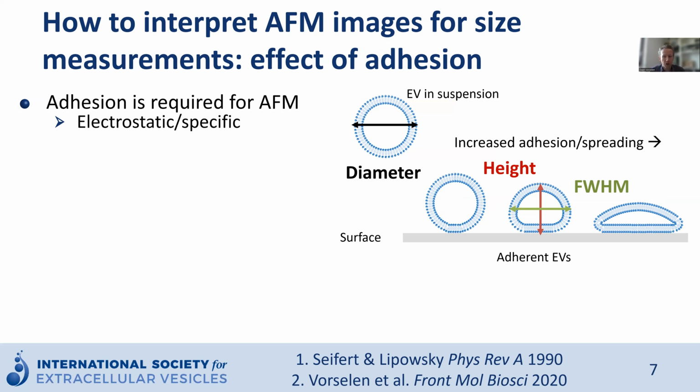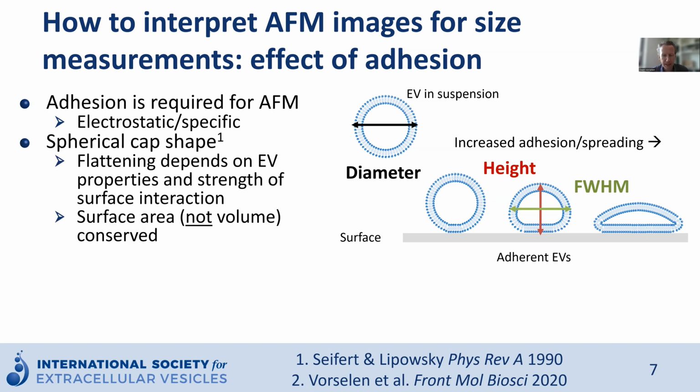So this attachment has consequences for the EVs. Namely, they will deform from their original spherical shape in suspension, and they will flatten a bit on the substrate. And the degree of this flattening depends on both the stiffness of the vesicle as well as the strength of the adhesive forces between the surface and the vesicles. So for a strong adhesive interaction or for softer EVs, you will see more spread out shapes. However, independent of the exact degree of spreading, the expected shape of the vesicles or EVs is that of a spherical cap.